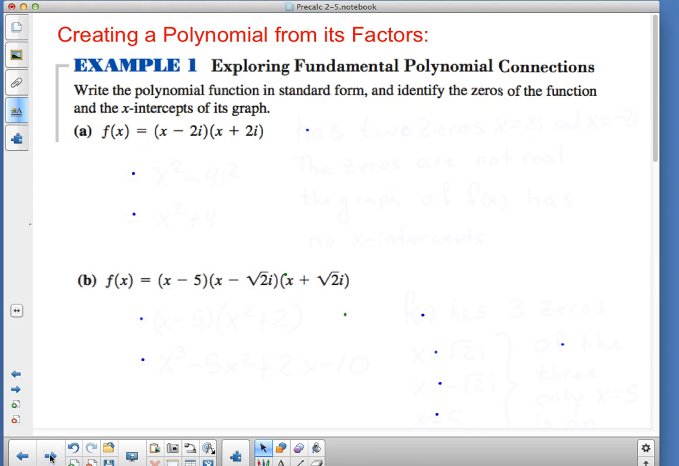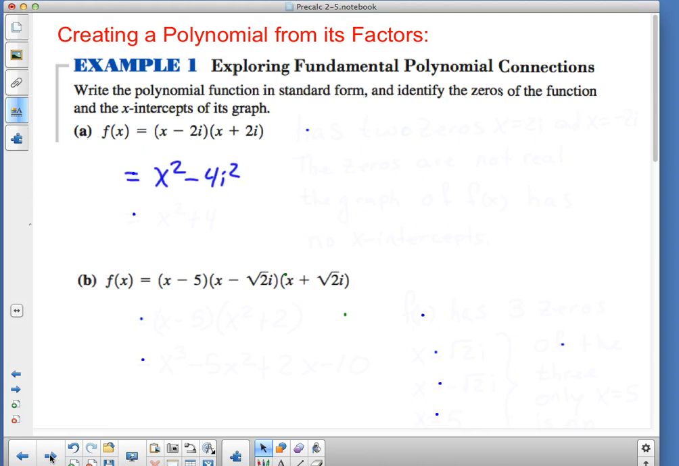Creating a polynomial from its factors, or its zeros for that matter. But here I've got factors. When I'm doing this, I write the polynomial function in standard form and identify the zeros of the function and the x-intercepts of its graph. So x-intercepts of the graph, just what the zeros are, and then I'm able to multiply this out.